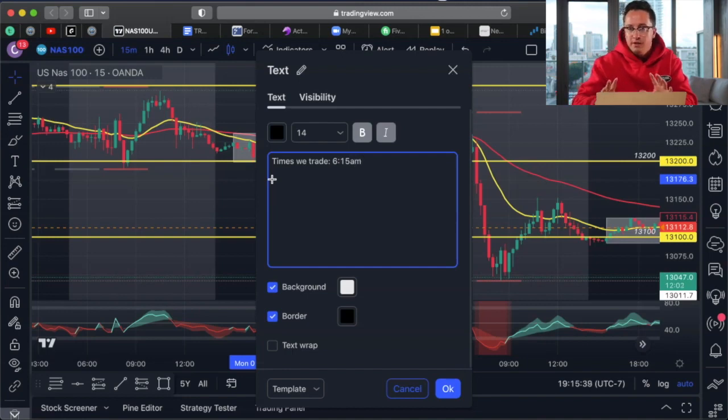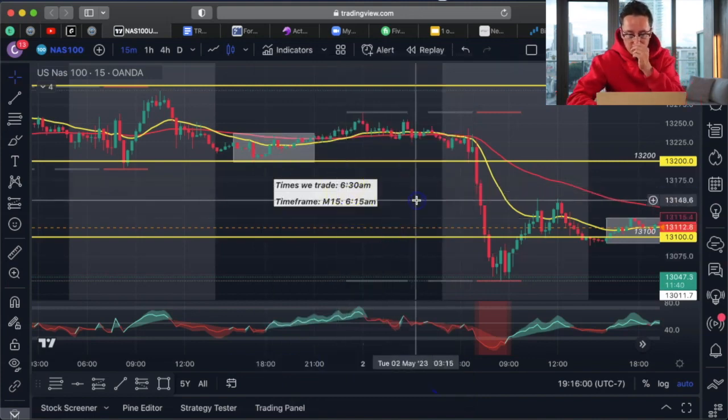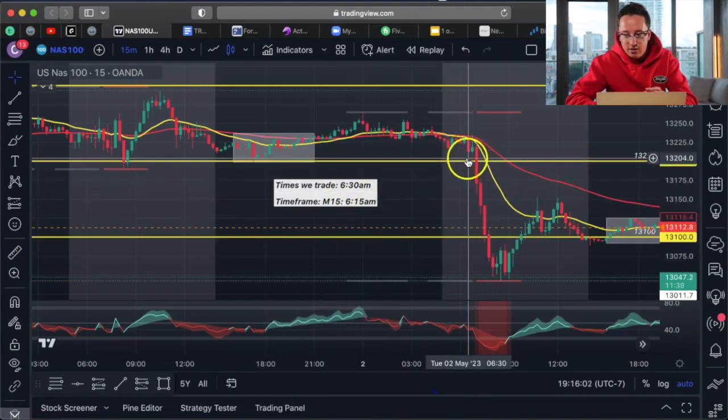Okay? And now let me explain this, because we're actually going to be trading, let me correct myself. We're going to be trading at 6:30 a.m., but the time frame that we're on, so let's put time frame right here, is the minute 15. So the candle that we're actually going to be looking at on the minute 15 chart is the 6:15 a.m. candle.